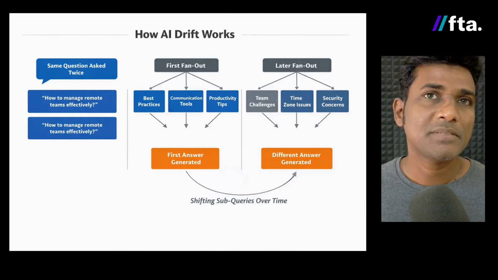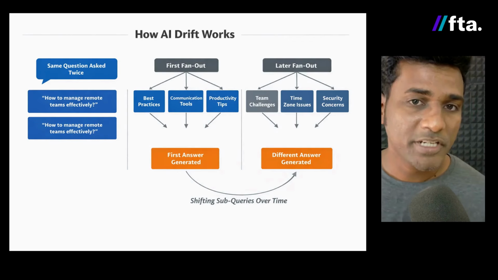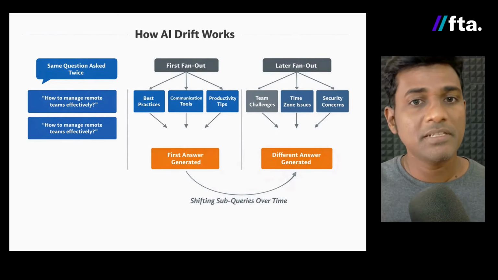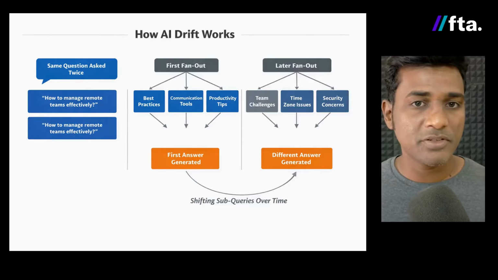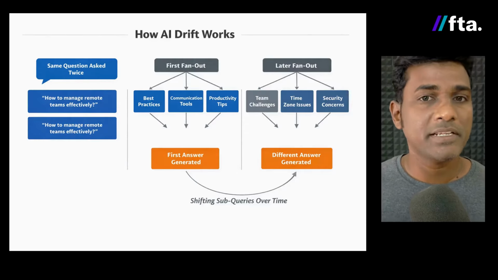Now, let's connect this back to yesterday's topic about drift. When fan out changes, these retrieval targets also change. Different subqueries, different passages, and then different sources. That's why visibility can fluctuate, even when your content stays the same.